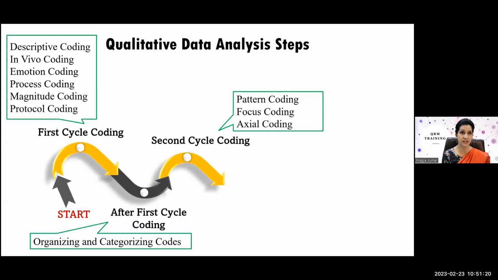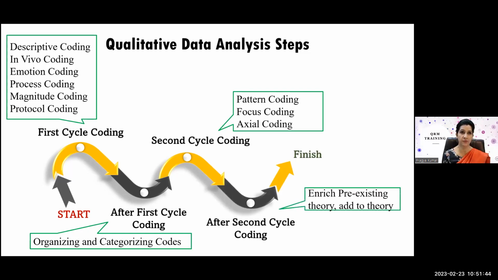In the second cycle coding, we discussed in the last session a mnemonic, FAT, which we use in grounded theory. And there's pattern coding. F stands for focused coding, A stands for axial coding, and T stands for theoretical coding. So all these, pattern, focused, axial and theoretical coding, are methods of the second cycle coding.